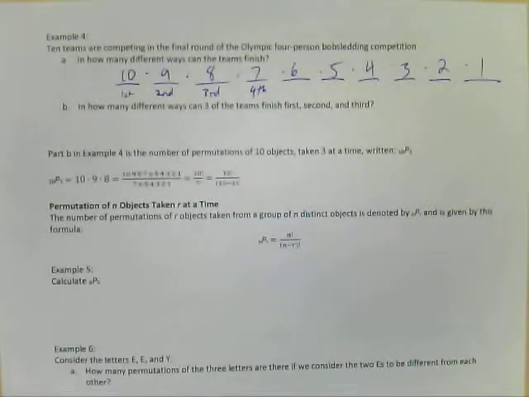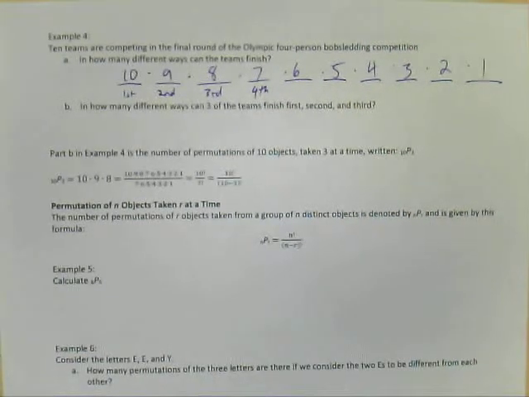And this is, again, 10 factorial. So if we want to know how many ways there are to arrange these teams, how many ways there are for these 10 teams to win, we just do 10 factorial. That means take 10 and multiply it by all the numbers less than it.